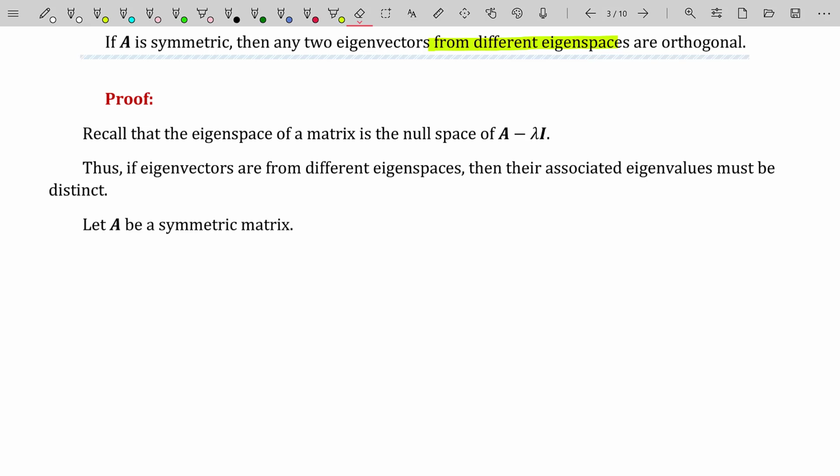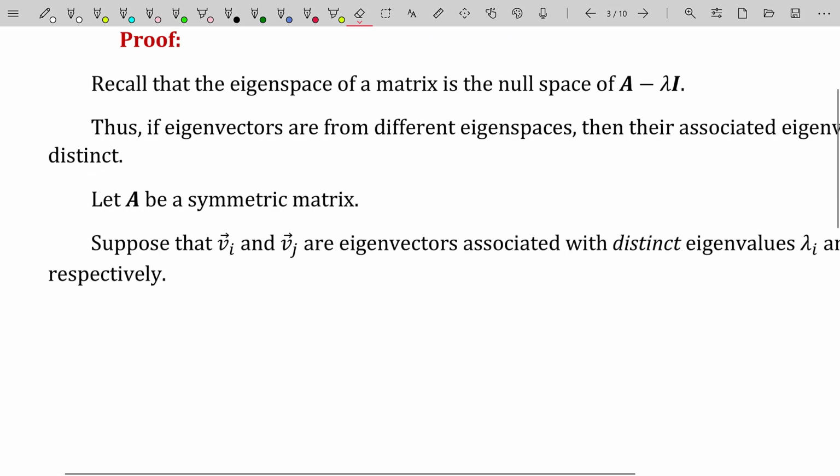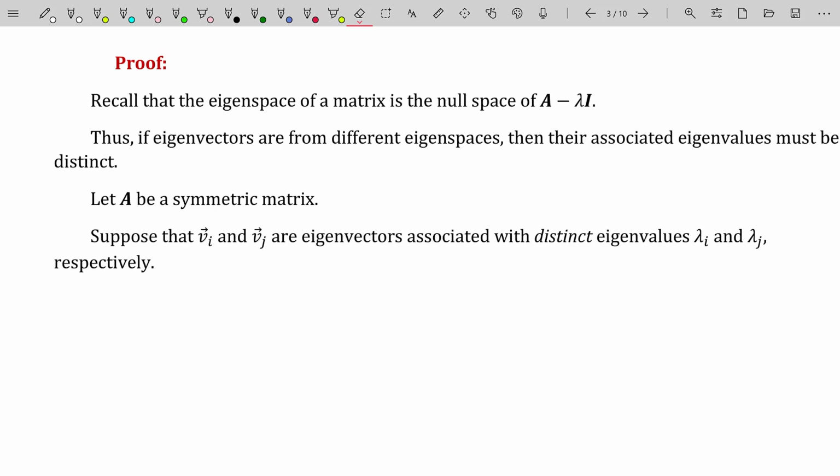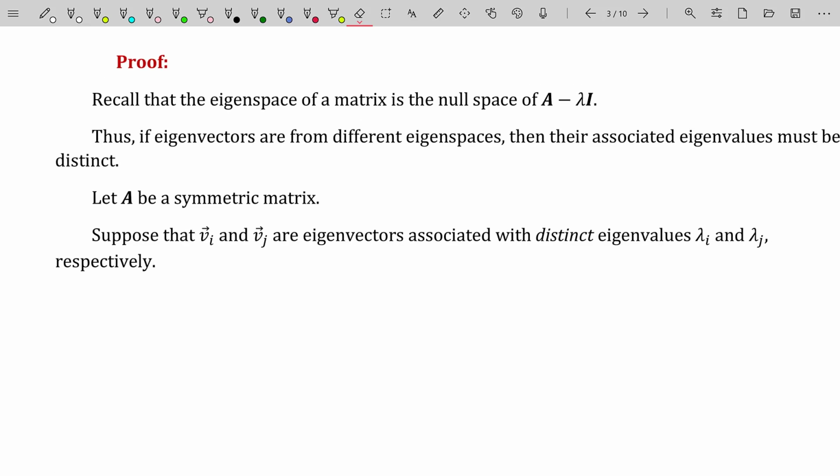Now let's start the proof. Let A be a symmetric matrix, and we're going to suppose that we have a couple of eigenvectors. We're going to keep it as general as possible. So suppose that v sub i and v sub j are eigenvectors with associated distinct eigenvalues lambda sub i and lambda sub j, respectively. Again, they are not the same eigenvalues, because we don't want to talk about vectors from the same eigenspace generated by the same eigenvalue. We want to talk about eigenvectors from different eigenspaces, that is, generated from different eigenvalues.